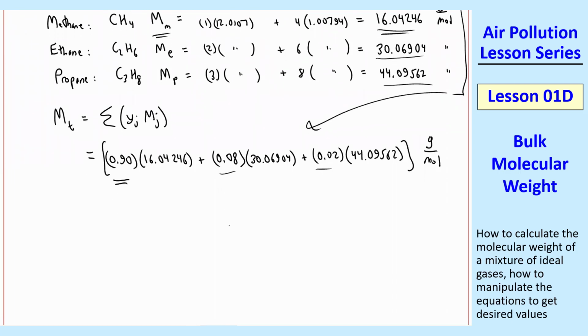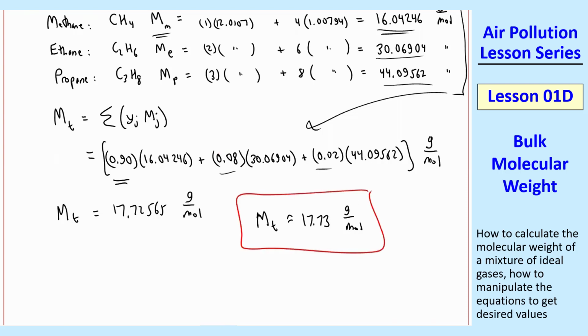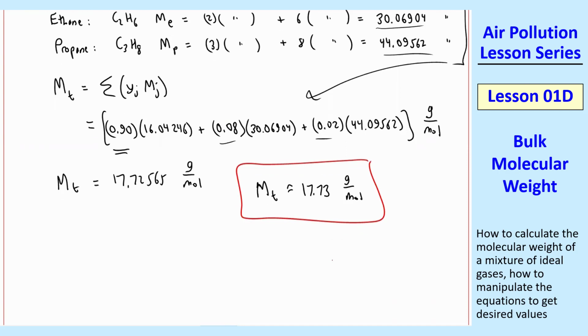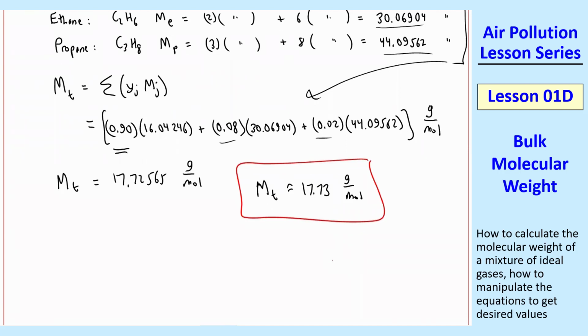And so when I put all this together in my calculator, I get that MT is 17.72565 gram per mole, or MT is approximately 17.73 to 4 significant digits, which is pretty appropriate for these. You can actually have more than that if you want, but 4 is definitely a good amount for molecular weights to use, since we typically round everything at the end to 3 digits in our final answer for other analyses.